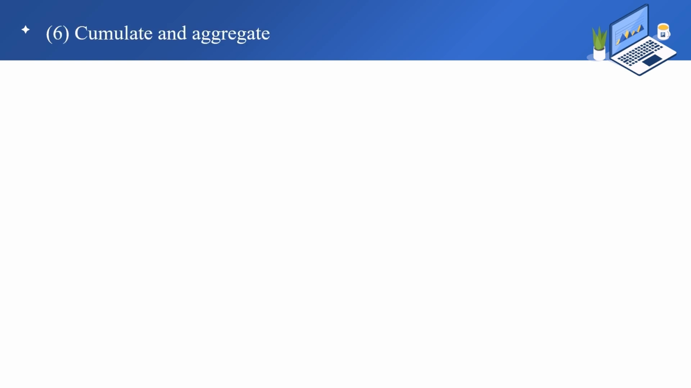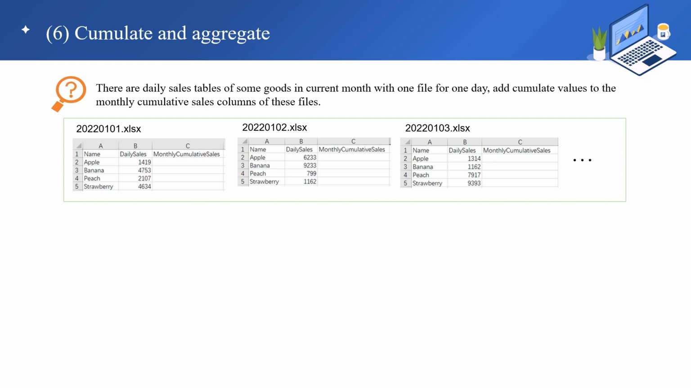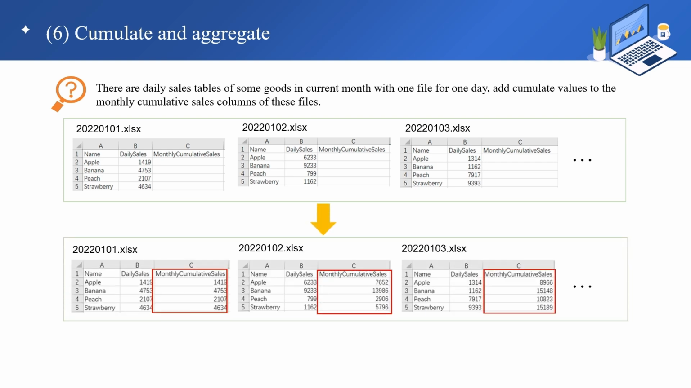6. Cumulate and aggregate. There are daily sales tables of some goods in the current month, with one file for one day. Now we need to add cumulative values to the monthly cumulative sales columns of these files. As shown in the figure, today's monthly cumulative sales is equal to yesterday's cumulative sales plus today's sales.